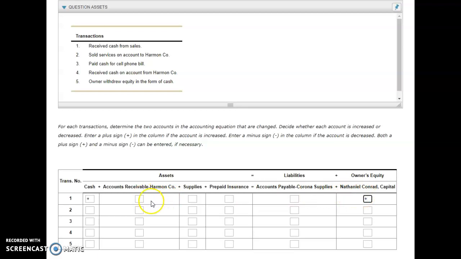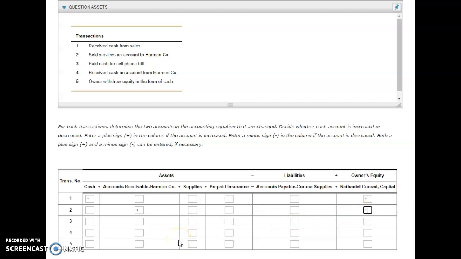Transaction 2, sold services on account to Harman Company. So I sold services, so that is a sale, right? So I know I'm going to have an increase there. But on account to Harman Company. So no cash is exchanged here, it's on account. So I know that my asset, accounts receivable Harman Company, is going to go up with a plus on the asset side, as well as my owner's equity account on the right-hand side going up because if I sold services on account, that is a sale, and a sale increases my owner's capital account. So that's a plus on the asset side and a plus on the owner's equity side.